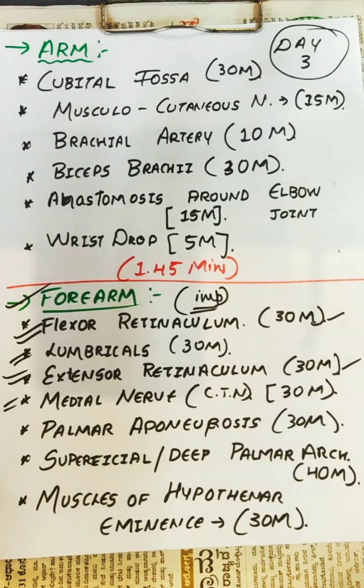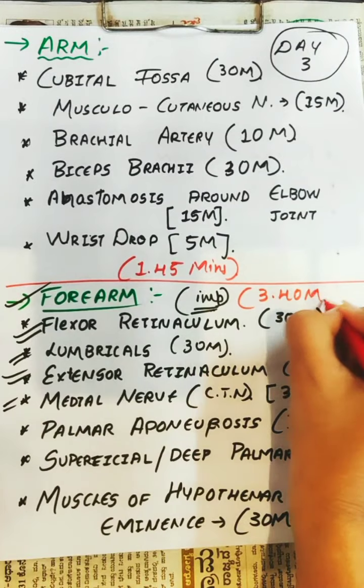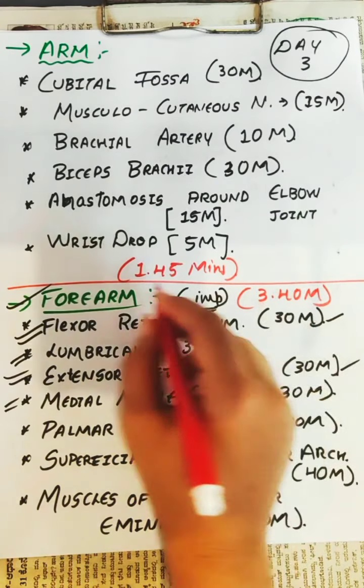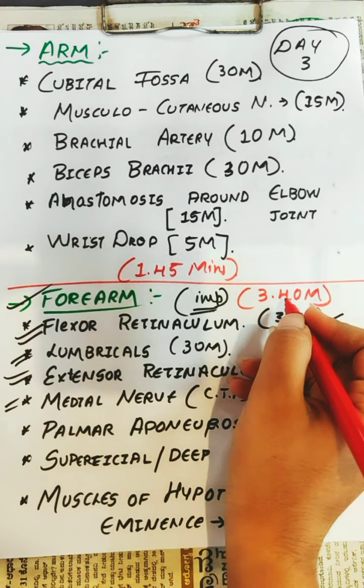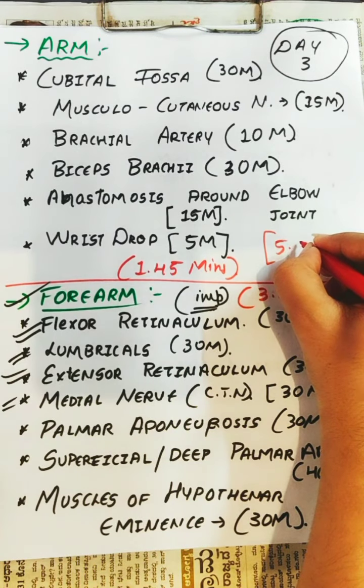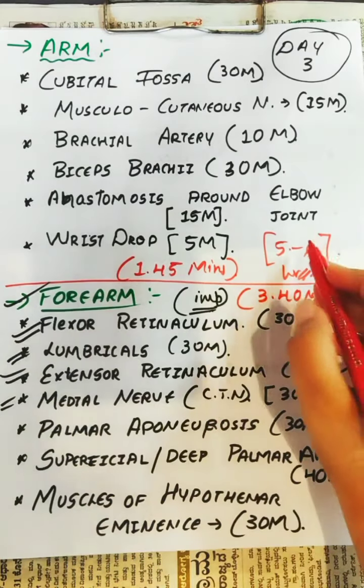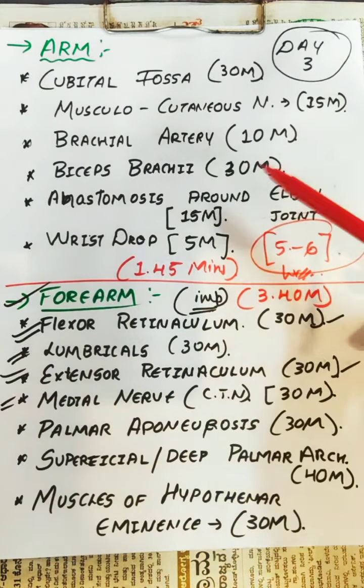That's what I suggest. So if we add all these, it will take 3 hours, 40 minutes. Total, it will take around 3, 4, 5. Try to complete these topics within 5 to 6 hours. Okay, we'll give some hour extra time. Try to complete both arm and forearm within 5 to 6 hours.